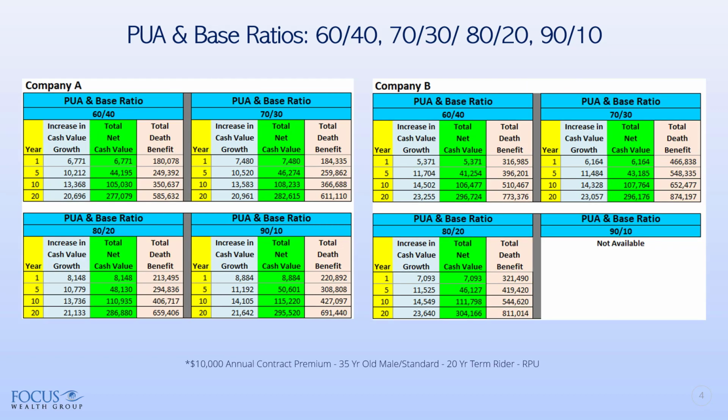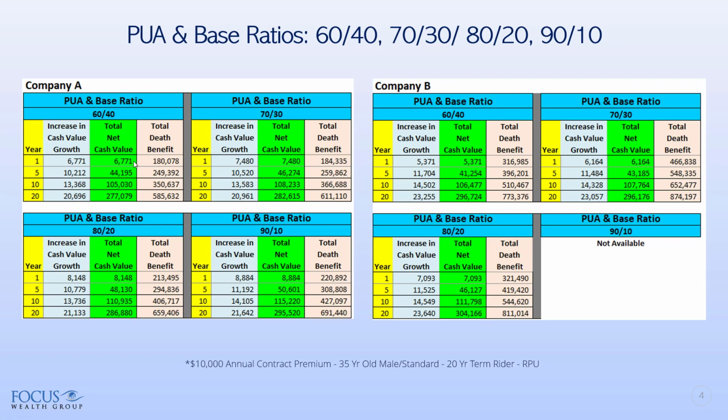Now we're looking at company A compared to company B. You might think, well, why are we looking at a second company? I like to do this with all of my clients, show several companies, and based on a client's goals, you're going to like one over the other. But take a look at this. With company B, their 60/40 design has lower cash value in year one, $5,371 compared to $6,671.